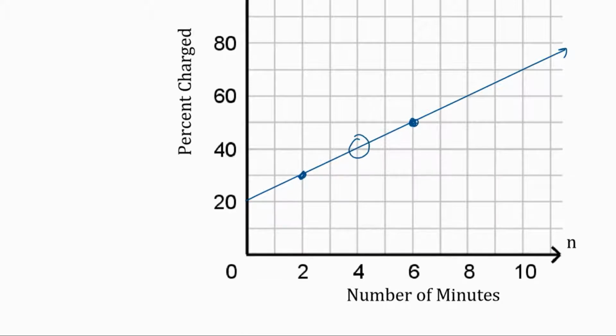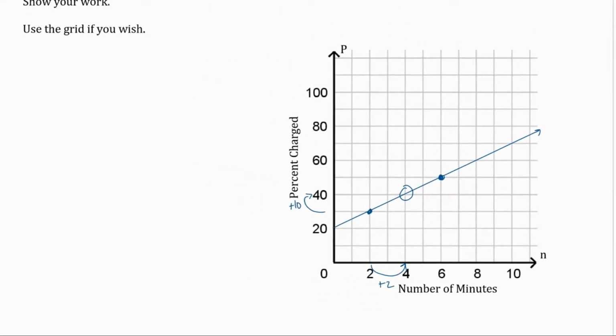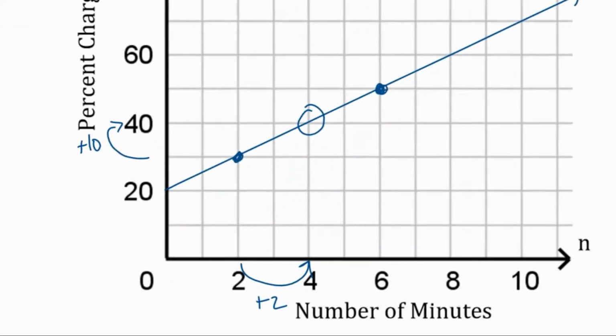So using the graph, I can go plus 10 and plus 2. So the rate is 10 divided by 2, which is 5% per minute. Now, if it was a little bit nicer on the graph, I might not even have to divide.